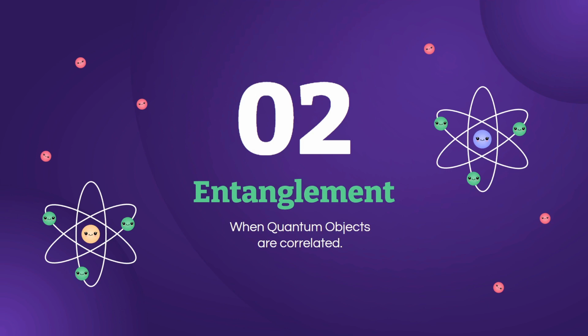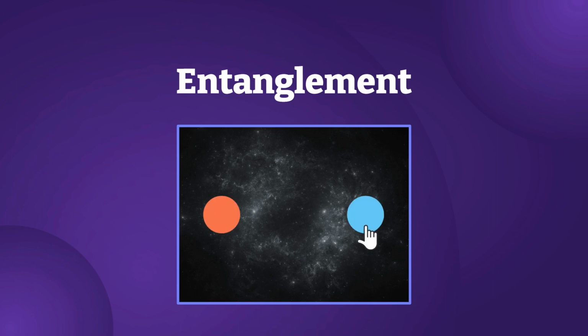Another property is entanglement, and that is when quantum objects are correlated. When we know a property of a quantum object, we instantly know the corresponding property of a different quantum object that's entangled to the original one. Basically, if you measure the property of one, you instantly know the value of the other, which is a very fundamental concept for quantum computing.